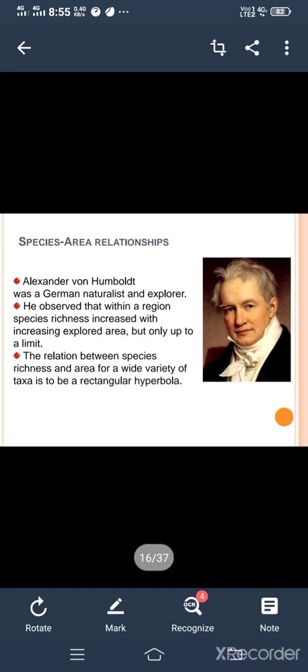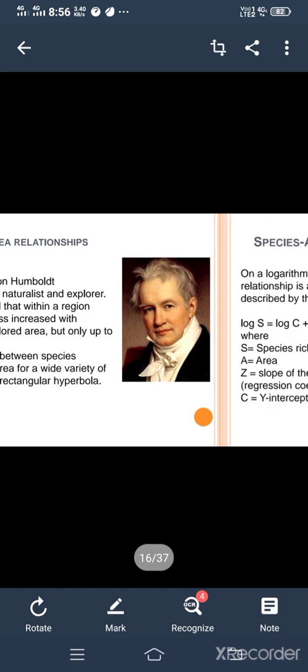Alexander von Humboldt was a German naturalist and explorer. He observed that within a region, species richness increased with increasing explored area, but only up to a limit. The relation between species richness and area for a wide variety of taxa is a rectangular hyperbola. He said that species diversity goes on increasing if we increase the area, but only up to a certain level, after which it stops. This is explained with the graphical representation, and it should be a rectangular hyperbola.